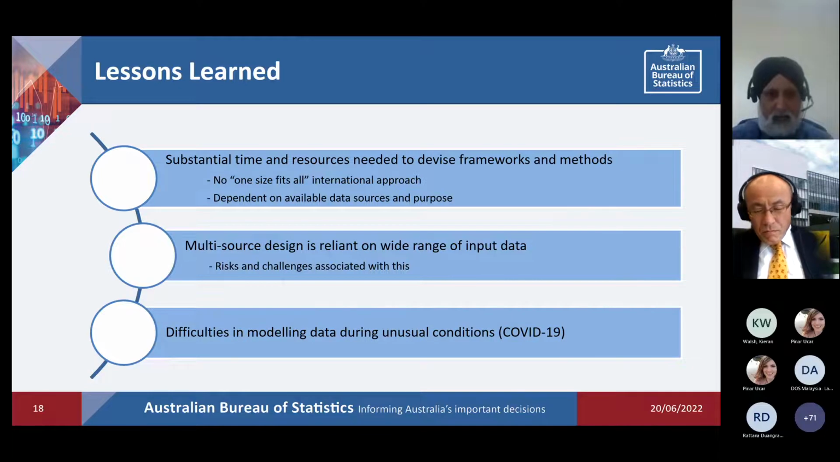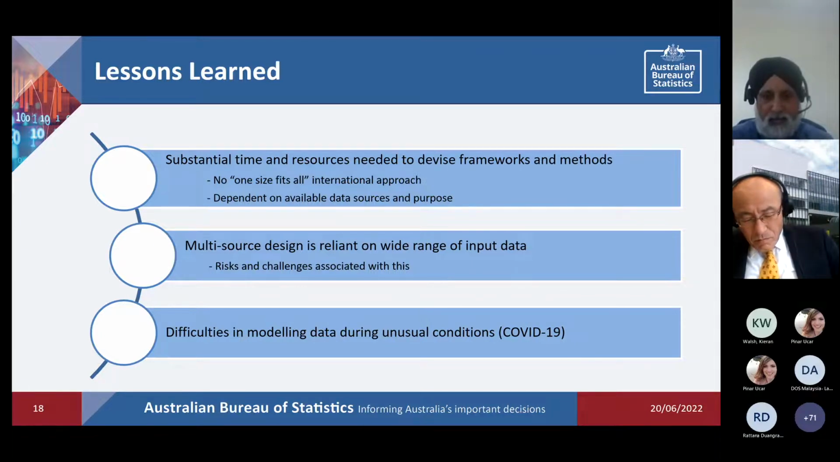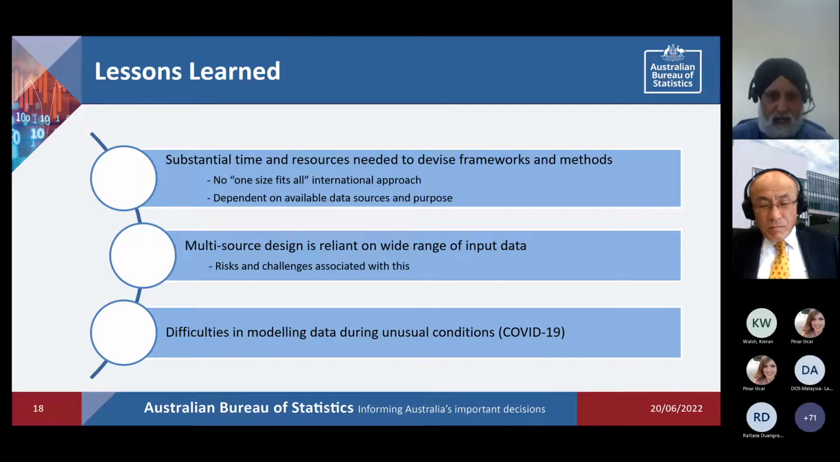The other key aspect is that because it's a multi-source design and we're relying on a lot of inputs, it's really important to ensure that if there's a heavy reliance on administrative data, those data sets will be available in the future, especially when national statistical offices don't have much control over that aspect. So you have to be very mindful of the administrative data sets that are used and the future requirements of them continuing to be available and provided. So there are benefits, but there are also risks and challenges in that space.